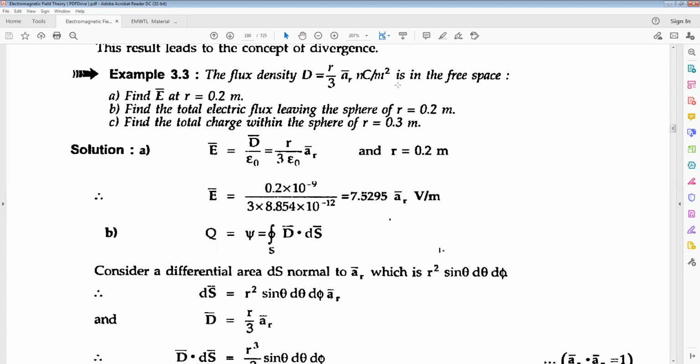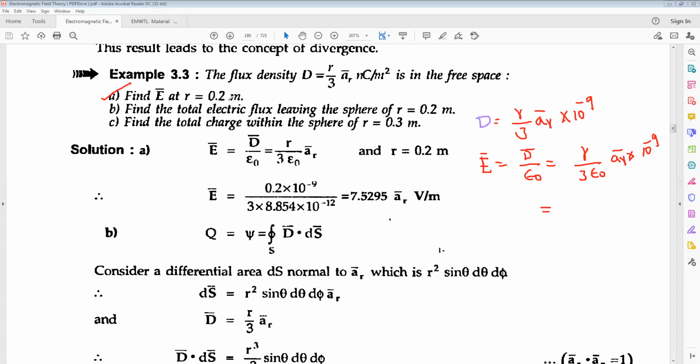Got it, my students? Given the flux density, they are asking for the field. D bar is equal to r by 3 a_r nano, that is, 10 power minus 9. The first thing they are asking is E bar. What is E bar? The relation is D bar by epsilon naught. So D bar is given as r by 3, and here the epsilon naught is there, so E is r by 3 epsilon naught a_r times 10 power minus 9.